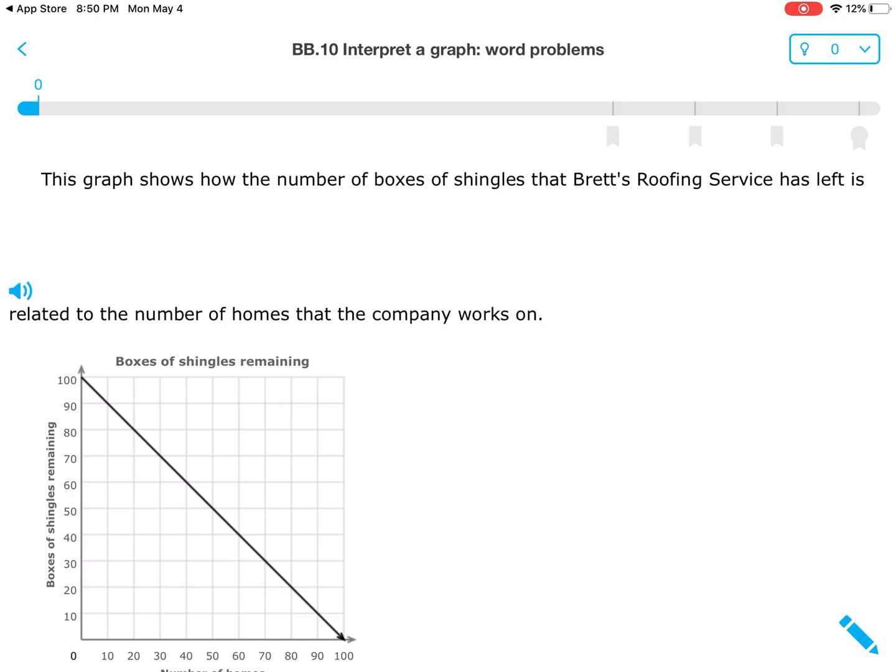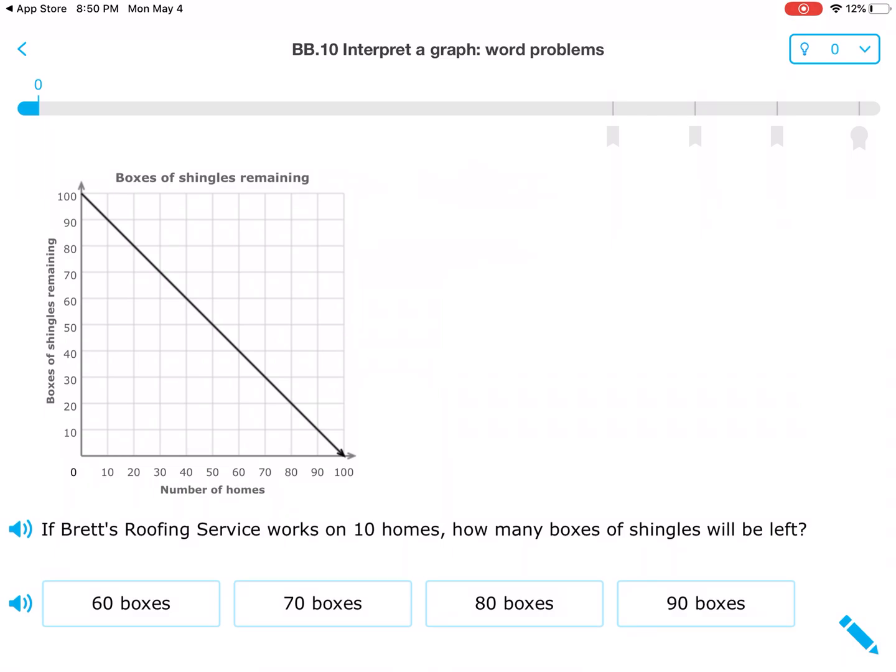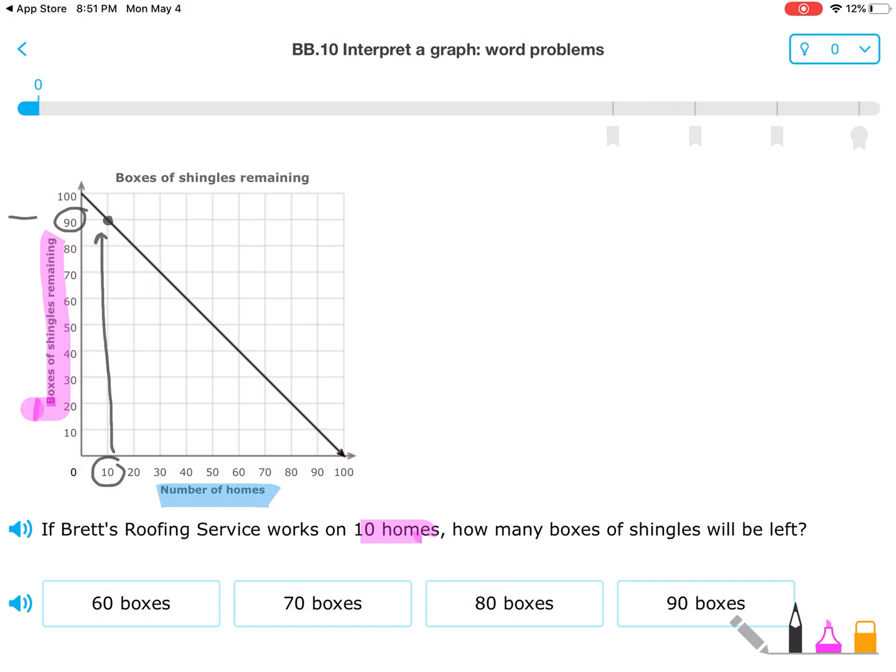So you are given a word problem. It says this graph shows how the number of boxes of shingles that Brett's roofing service has left is related to the number of homes that the company works on. Okay? So they give you this nice graph. We notice on the x-axis, this is number of homes, and on the y-axis, this is the boxes of shingles that are remaining. So if Brett's roofing service works on 10 homes, how many boxes of shingles will be left? So I'm going to find where 10 is in terms of homes, because that represents 10 homes. I'm going to follow that up until I meet my plotted line, and I notice that 90 corresponds with that point. So I know if he works on 10 homes based on this graph, he'll have 90 boxes of shingles left.